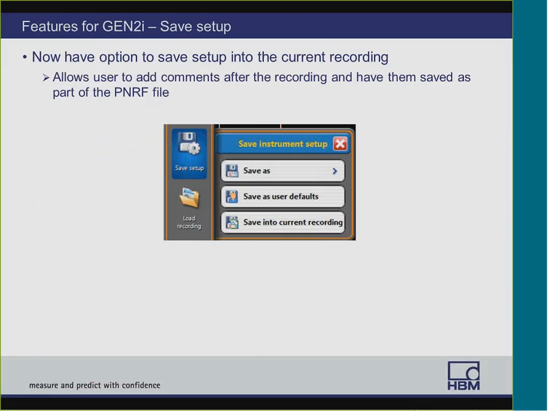You also have the option to save the setup into the current recording. So if after you've recorded data, you type in a comment that you actually want to be a part of that PNRF file that's already been saved, you can go to Save Setup and choose the option Save into Current Recording. And then it will actually save that comment you've just typed into that data that was previously saved.